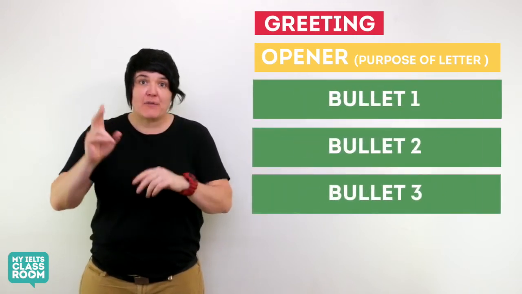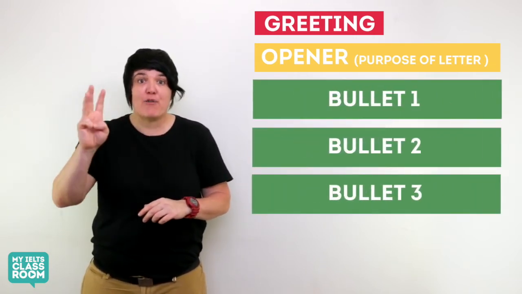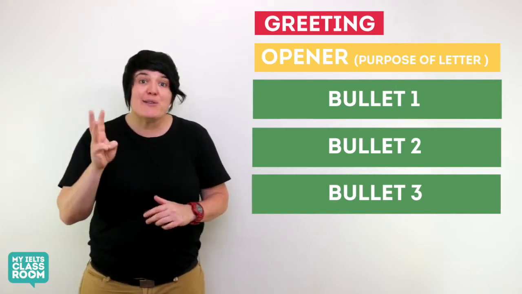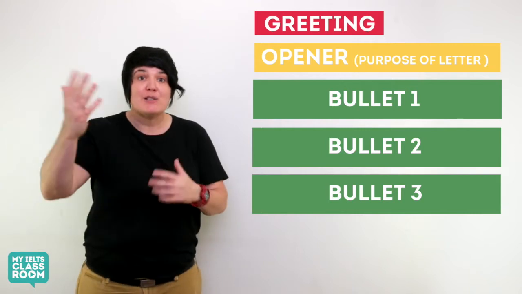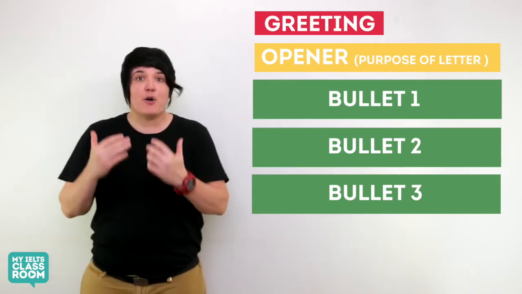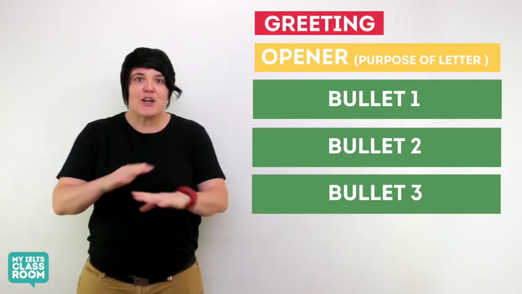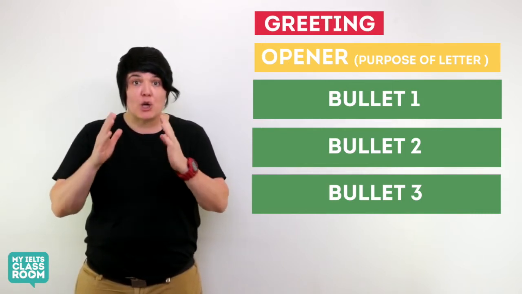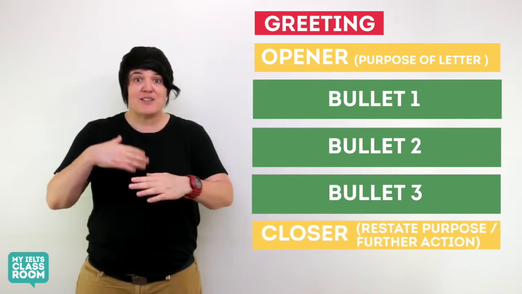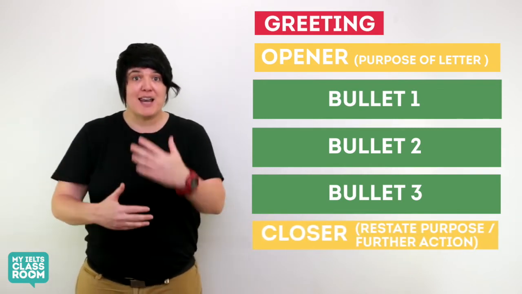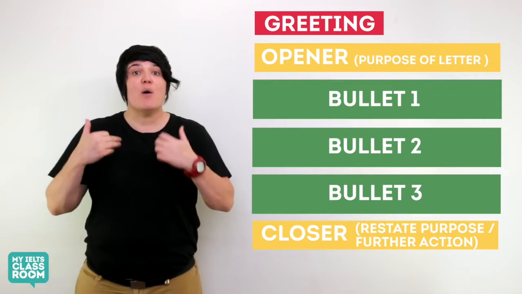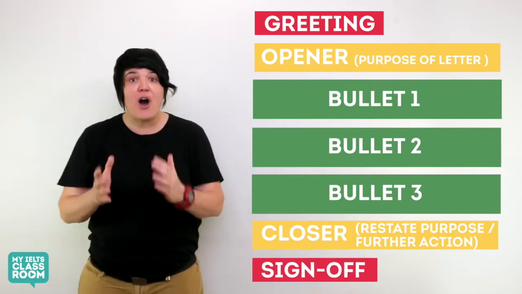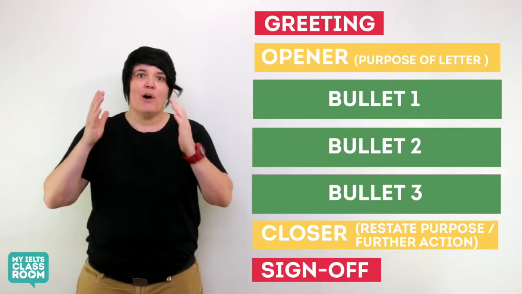You will either have 2 or 3 paragraphs in the main body of your letter. It will depend on whether or not you address one of the bullet points in the opener. Then, when you've finished addressing all of the information in the bullets, you will write your closer, which will either simply repeat the purpose of the letter or tell the reader what you want to happen next. And finally, you will sign off and write your name.